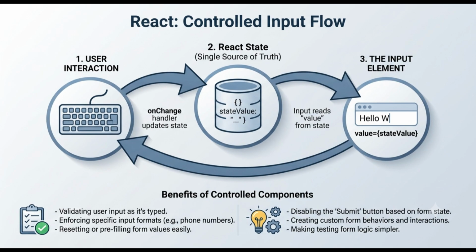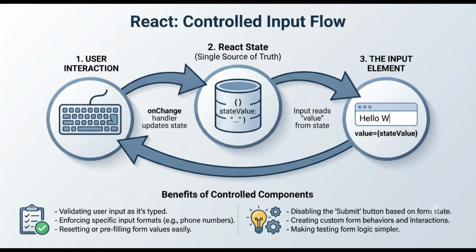In plain HTML, an input element manages its own value internally. The browser keeps track of what the user typed. React works differently. It uses a pattern called controlled inputs, where React state is the single source of truth. A controlled input has two things: a value prop that sets the displayed text, and an onChange handler that updates state when a user types.